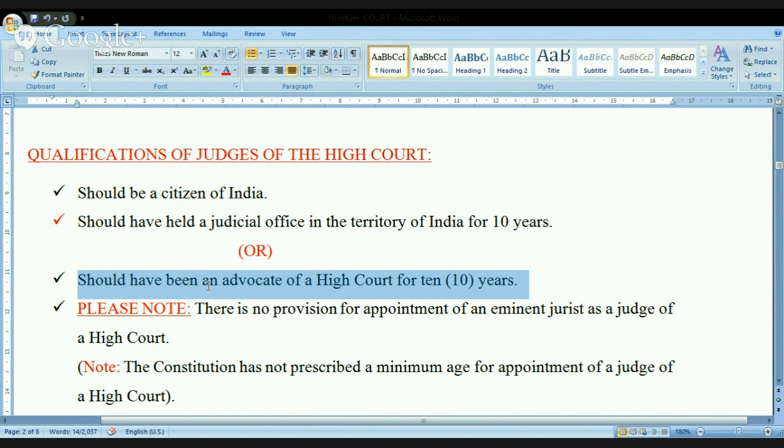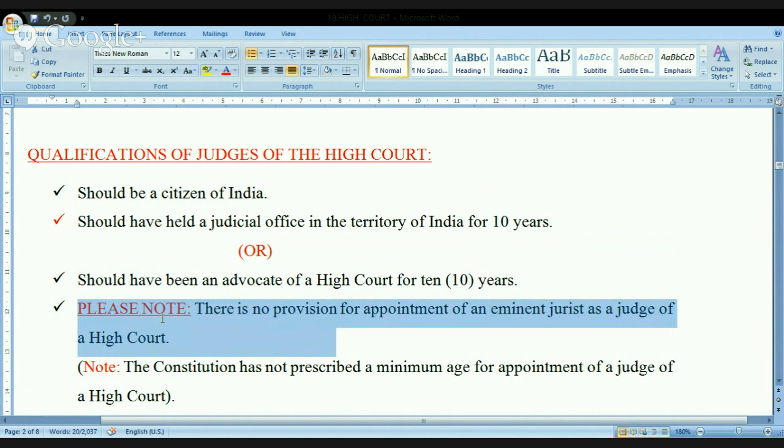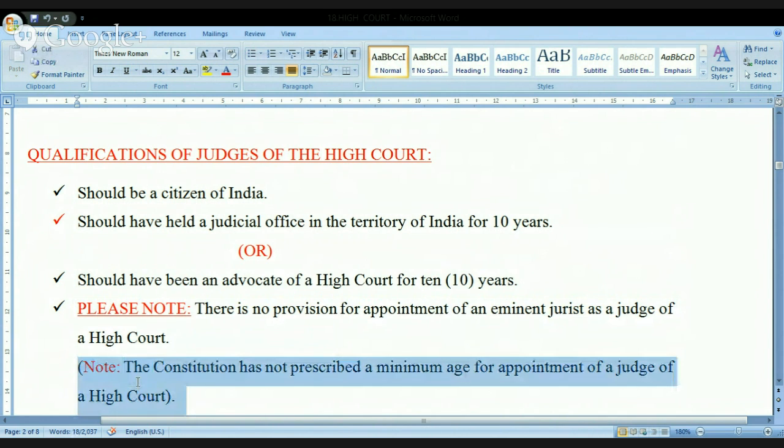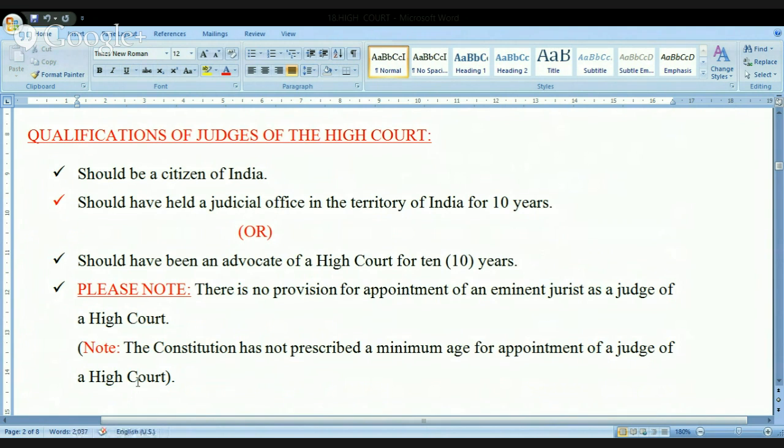And while talking about the Supreme Court, we also said that the President may appoint a distinguished jurist to the Supreme Court, but that provision is not available here at the High Court. Please note, there is no provision for the appointment of an eminent jurist as a judge of the High Court. The Constitution has not prescribed a minimum age for the appointment of a judge of the High Court. There is no minimum age.